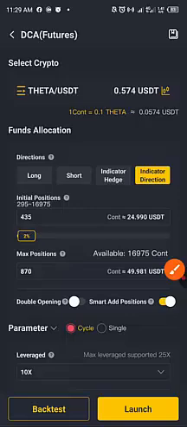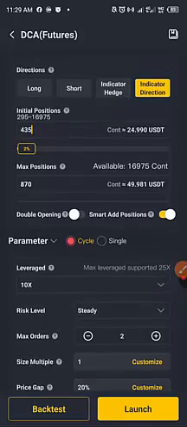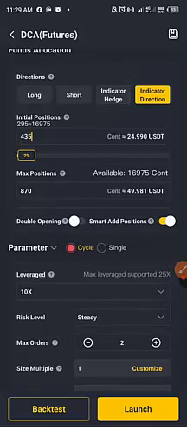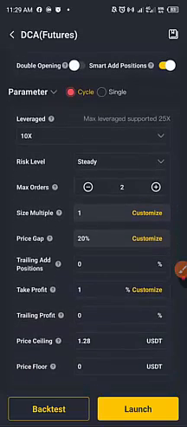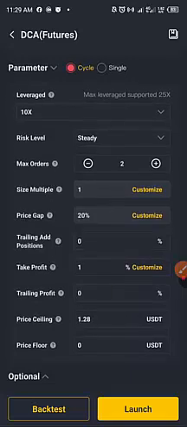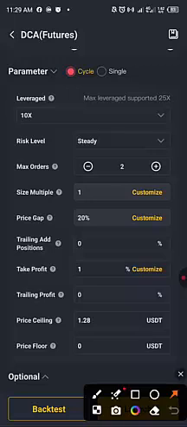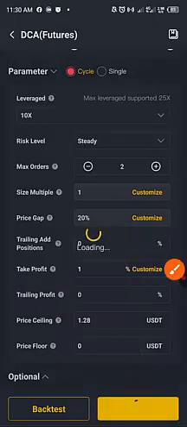Okay, and then what do we do? We just scroll through, make sure everything is set. Smart add position is on, cycle is on, parameter is on cycle, leverage is 10, we are on risk level that is steady, max order is 2, size multiple is 1, price gap is 20% or 15% as you like it. It's just to be safer, that's why I use a higher price gap. And then take profit is 1%. So we come here and we click on launch. Okay, so we're done. We click on launch.